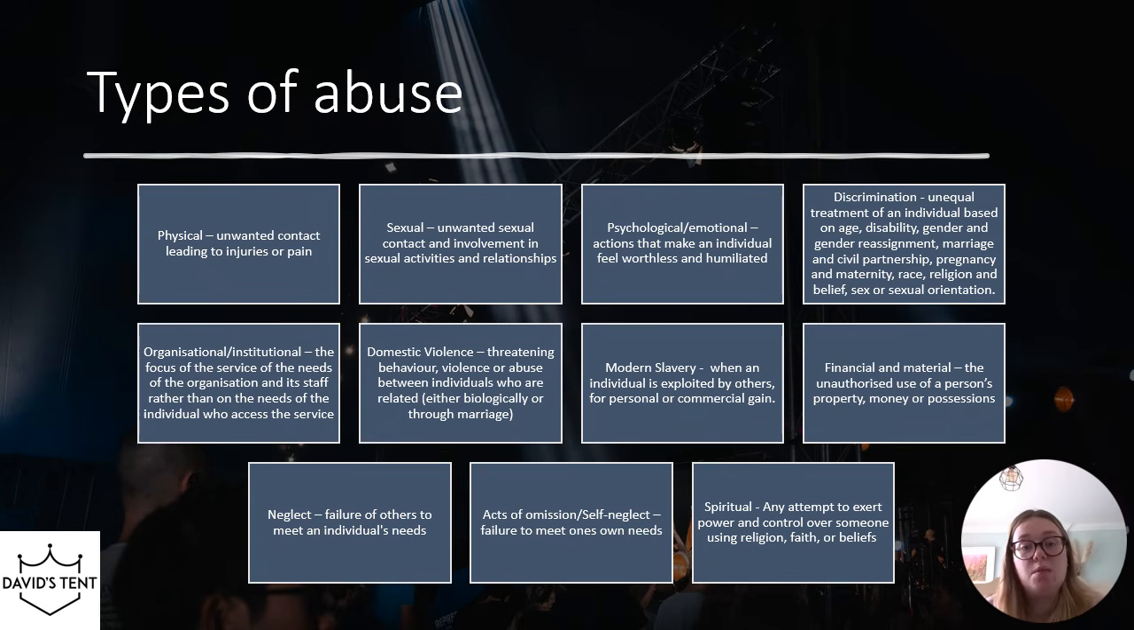There's sexual abuse, which is any unwanted sexual contact and involvement in sexual activities and relationships, which again can happen with children or with adults. It may be that children aren't actually aware of what's happening to them, and that it would fall under this category. With teenagers, it may be ensuring that they're fully understanding about consent. And with adults, it's about helping them to understand that their own personal boundaries can be respected even if they're in a relationship. It doesn't have to just be around assault.